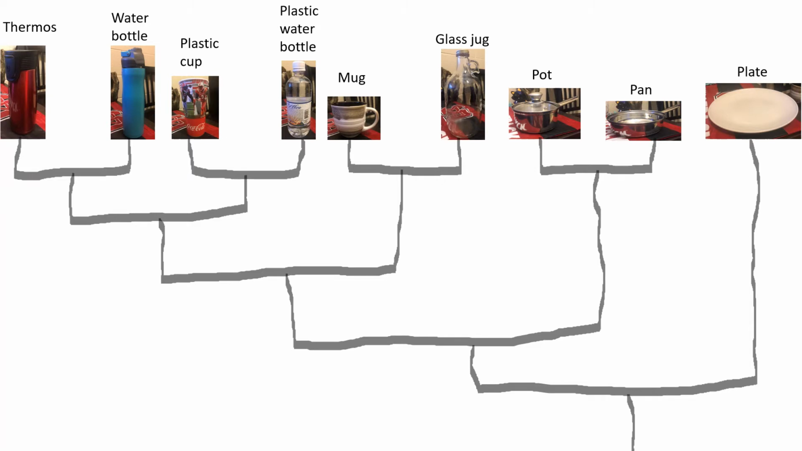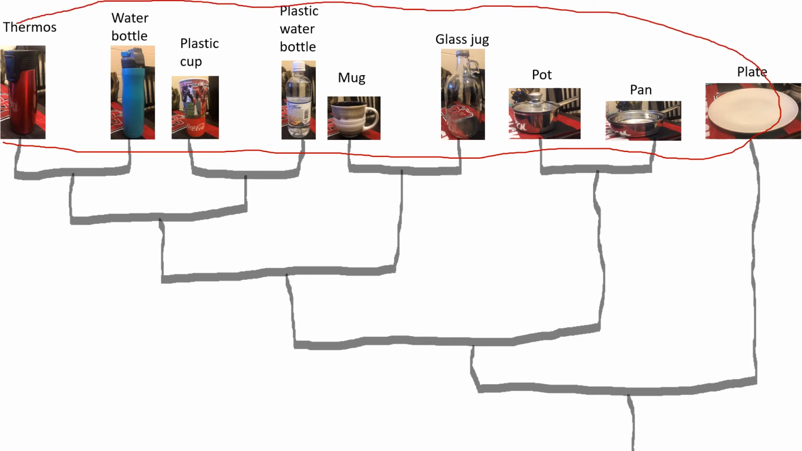So here's an example of cladogenesis because you can see the common ancestors between the objects due to the branching. All these objects here at the top are going to be the OTUs. These are all of the different species that we're looking at.